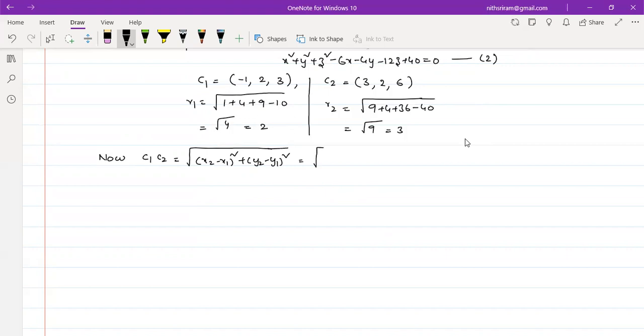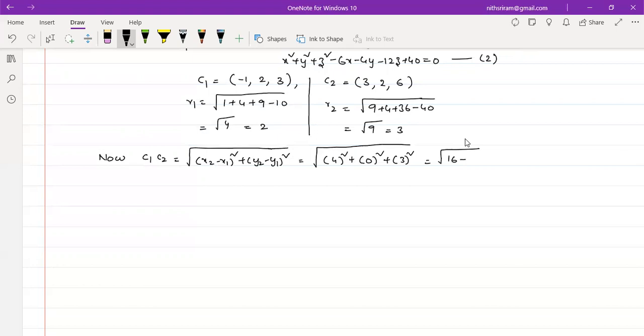You can treat center 1 as x1, y1, z1 and center 2 as x2, y2, z2. Then we substitute the values in this formula so that we get 3 minus of minus 1, so we get 4 whole square, plus 2 minus 2, that is 0 whole square, plus 6 minus 3, that is 3 whole square. So it means we get 16 plus 9.